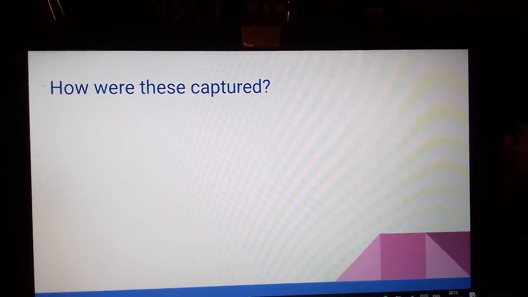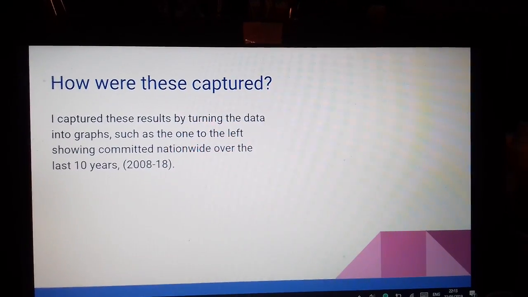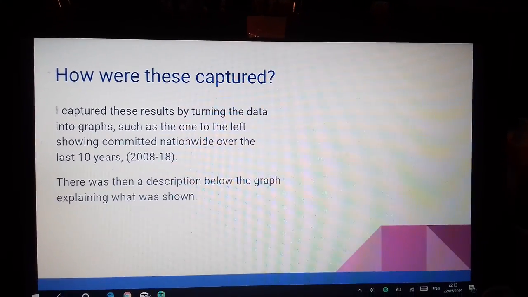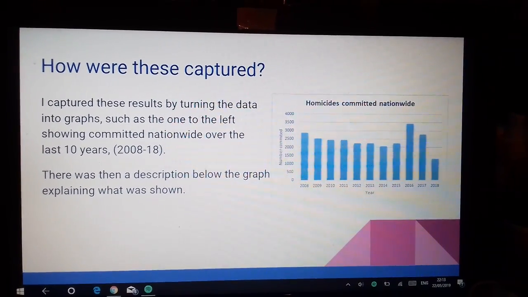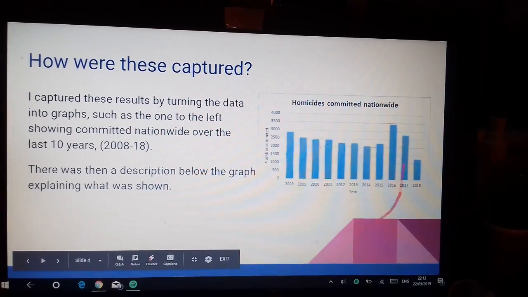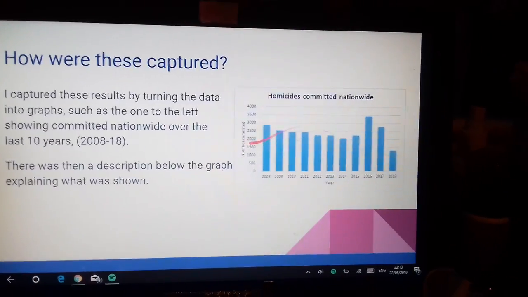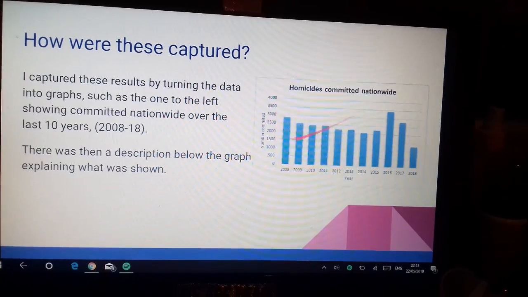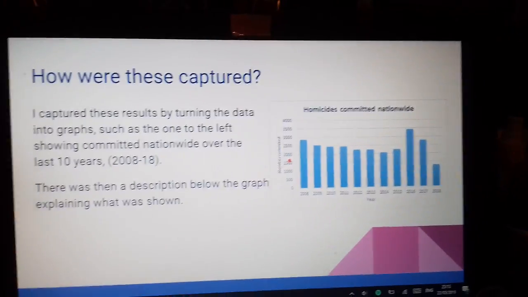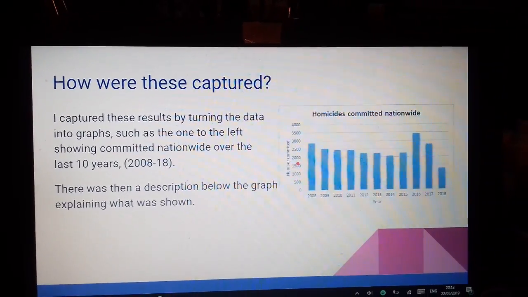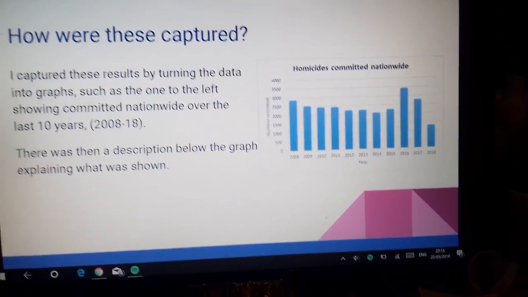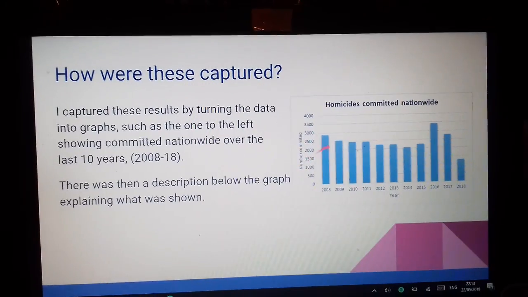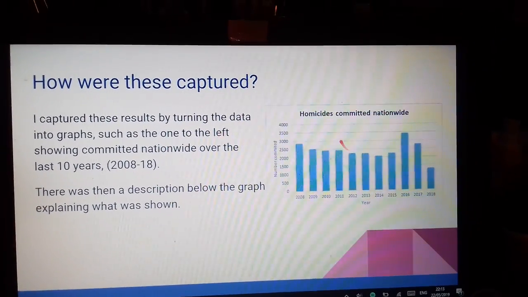How was this captured? I captured the results by turning data into graphs, such as this graph, which shows the amount of homicides committed over the last 10 years, which is a simple and easy format for many people to understand. After that, on the next slide, there is a description about what the graph shows in more detail.